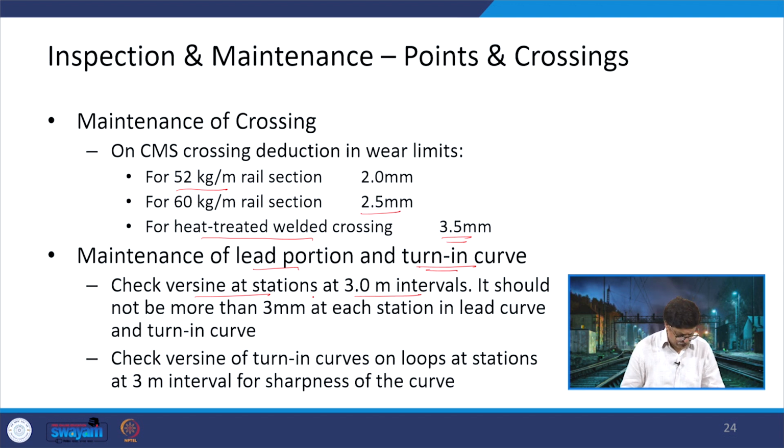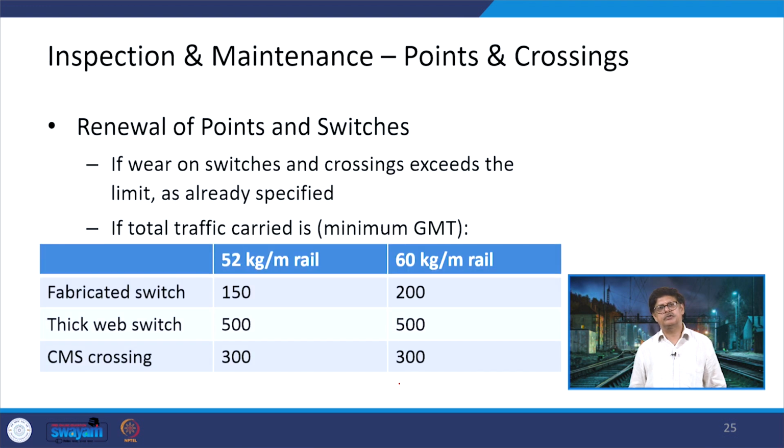It says that check the versine at stations at 3-meter intervals. It should not be more than 3 mm at each station in the lead curve as well as in the turn in curve. There also, in the case of individual readings which need to be taken at individual stations, we had a limit. You can revisit that. Now, check versine of the turn in curves on loops at stations at 3-meter intervals for sharpness of the curve. So, in the case of sharpness, there we have noted another value, that was the cant or the superelevation.